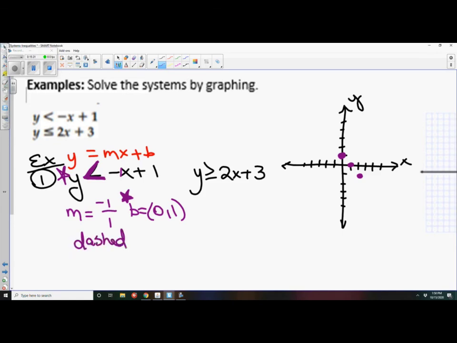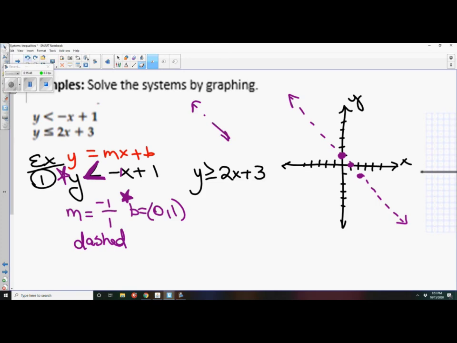And now I'm just going to make a dashed line over here. There's many ways to make a dashed line. You can do like I do and just kind of dot it out. You can also make a solid line and then go back through with your eraser and make little marks in it to make it look like it's been dashed. So a couple of different ways to do it.